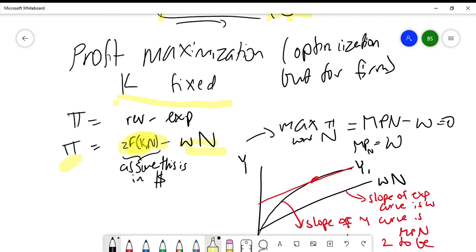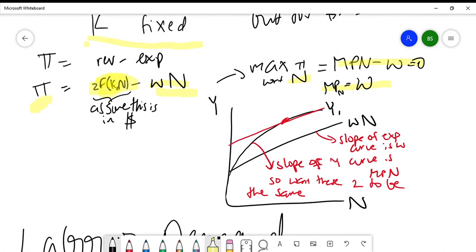If I want to maximize this with respect to N, I take the derivative with respect to N, and the derivative of the production function with respect to N is MPN, and this is the wage. So MPN minus wage equals 0, so MPN equals wage, which means that for profit maximization, a firm wants to be at a point where the marginal product of labor is equal to the wage. So if this is our production curve, I can move the wage curve, this expense curve, up so that it matches up, and this is exactly the point where we want to be.